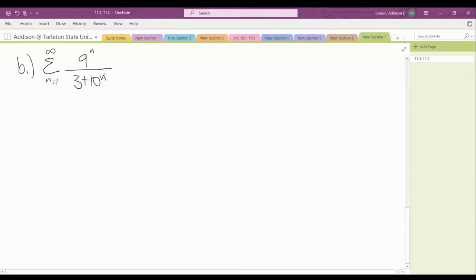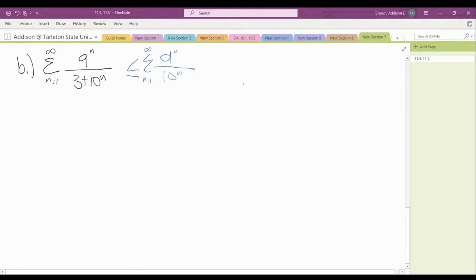We can see that this looks fairly similar to a geometric series, as it has a 9 to the n over 10 to the n, but we have that 3 in the way. So let's try to get rid of our 3. If we get rid of our 3, 9 to the n over 10 to the n is going to be greater than our initial series, because once again we made our denominator smaller, making the full thing bigger.